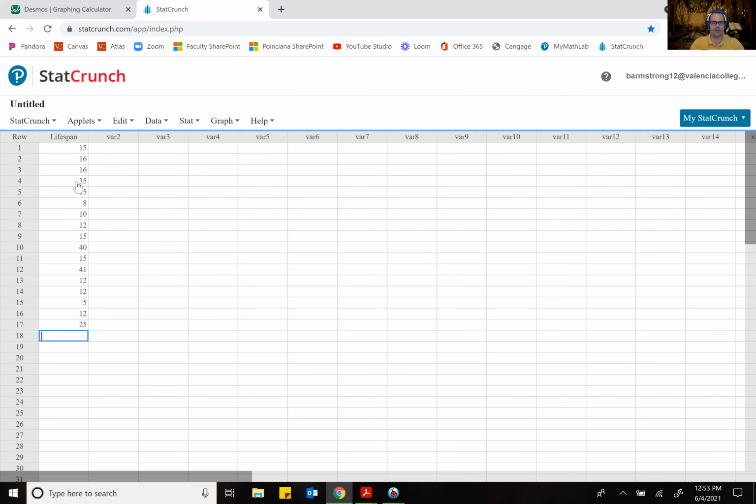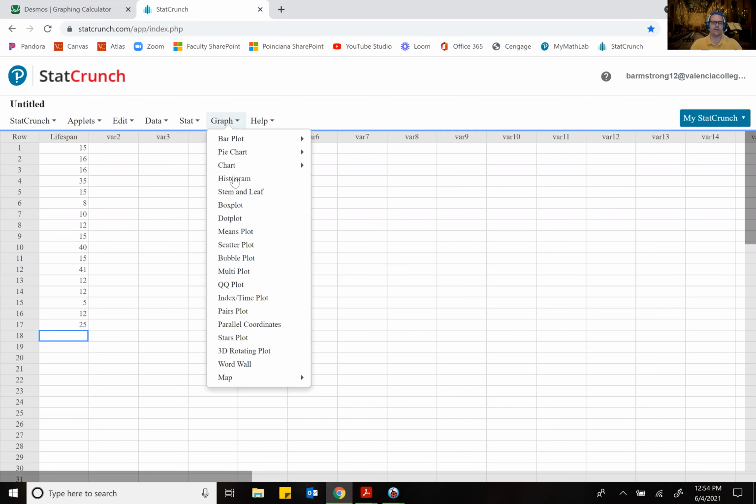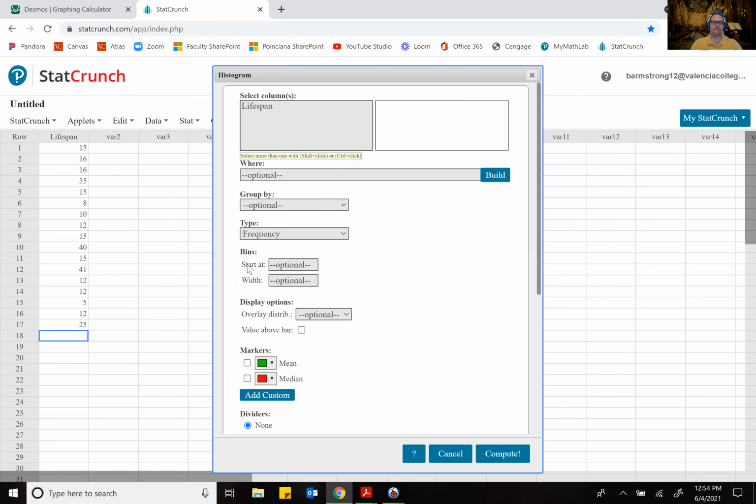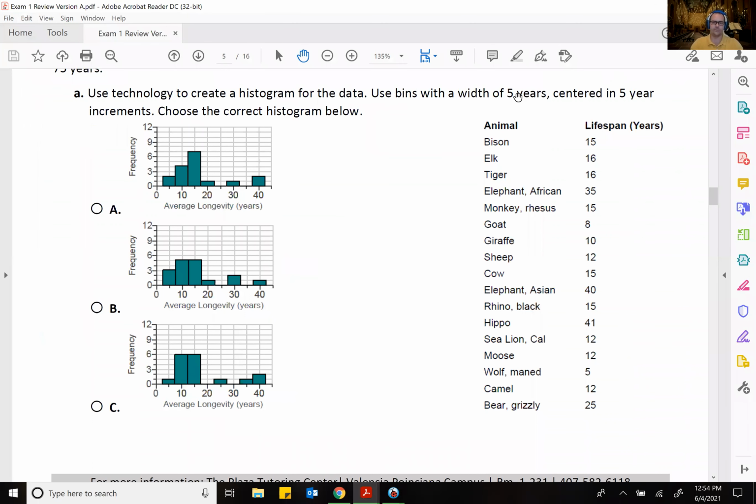All right, so there it is, lifespan, all of our numbers. To make a histogram, we go to graph, scroll down to histogram, click on lifespan. And this is where you want to kind of play with this. I'm just going to start it at 0. And my width, they told us, this part right here is important: use bins with width of 5 years.